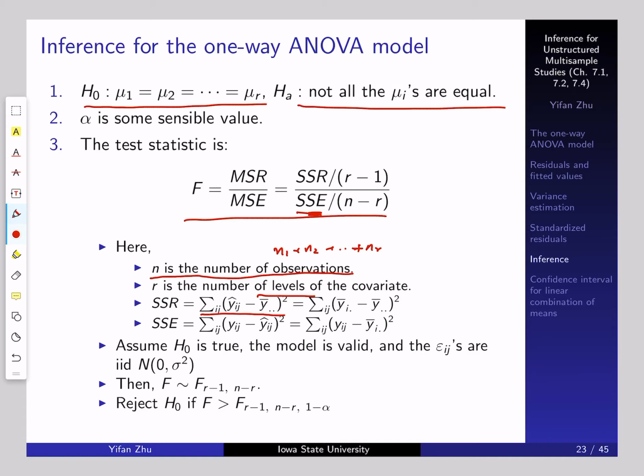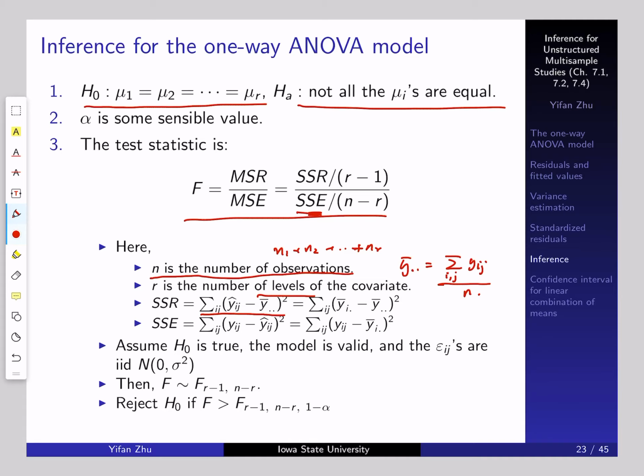So what is y dot dot bar? Y dot dot bar is just y bar. This is just the summation over i and j of yij divided by n. This is simply the sample mean of all the responses. So the formula is the same as in simple linear regression and multiple linear regression.